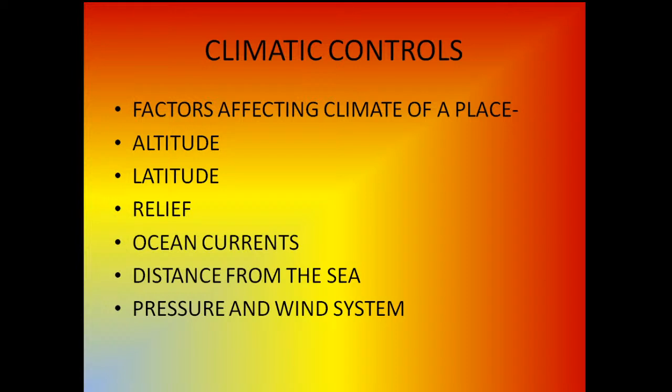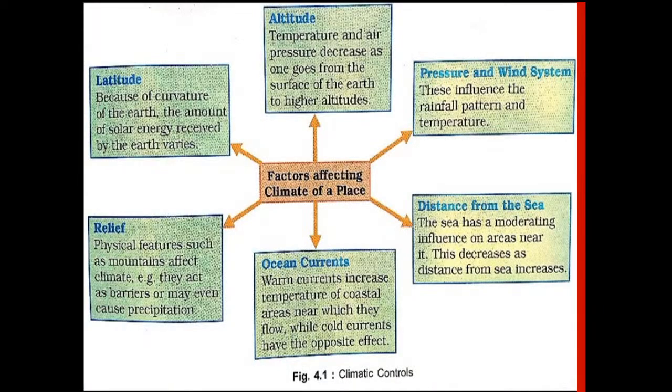Now, if I talk about climatic control, the factors affecting the climate of a place are altitude, latitude, relief, ocean currents, distance from the sea, pressure and wind system. So these are the factors. Now let's talk about what the factors are which affect the climate, the factors affecting the climate of a place.